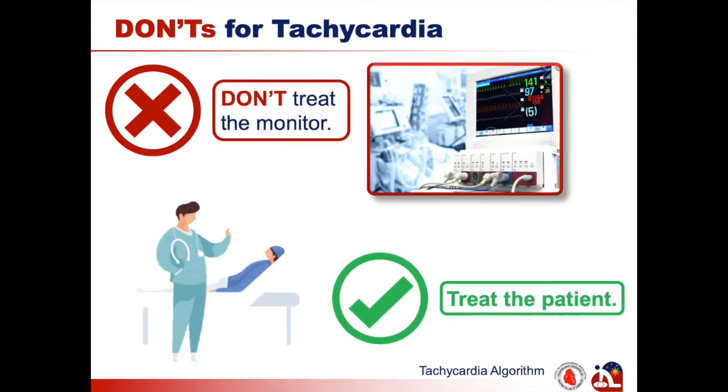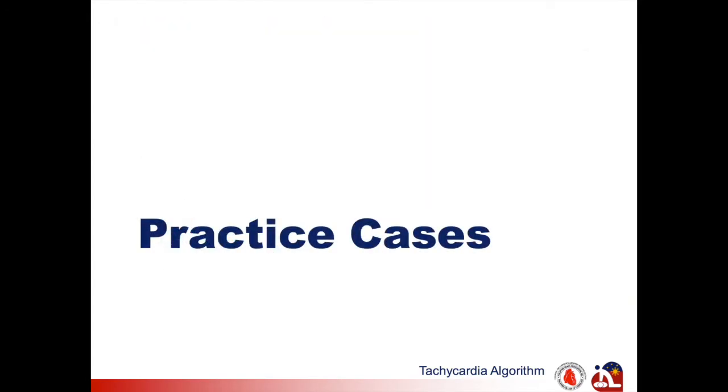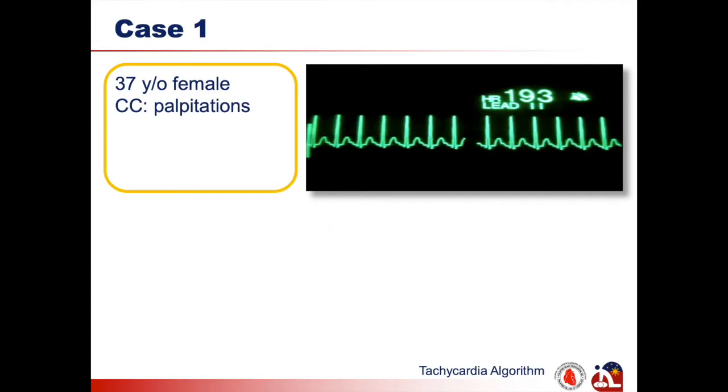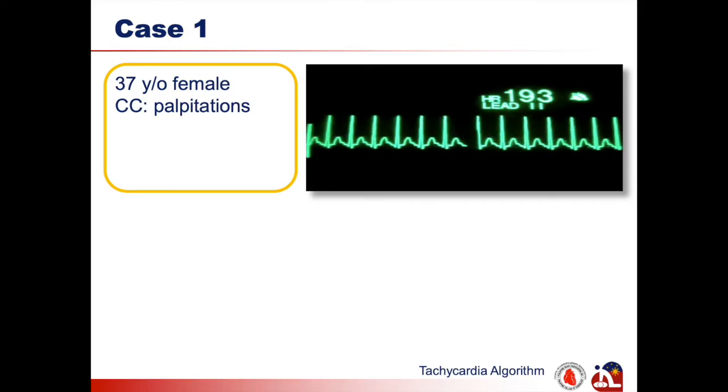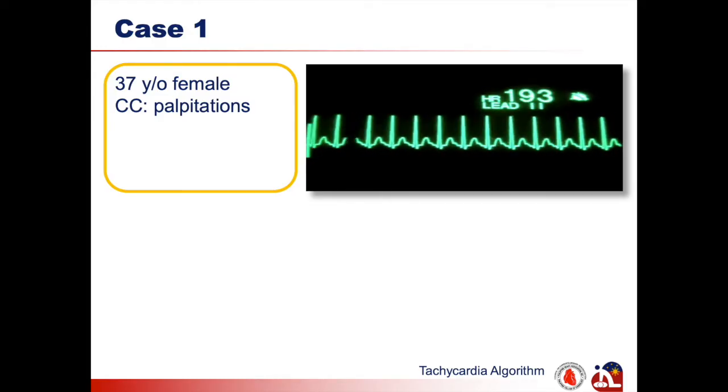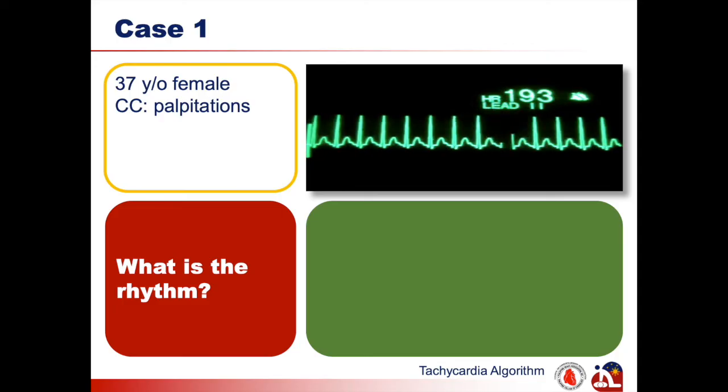I will now give you 2 sample cases as a form of exercise. Let us see what you have learned and can remember about managing tachycardia so far. Case 1. You received a 37-year-old female at the ER. She is complaining of palpitations. You hooked the patient to a cardiac monitor that shows this rhythm. What is your diagnosis?